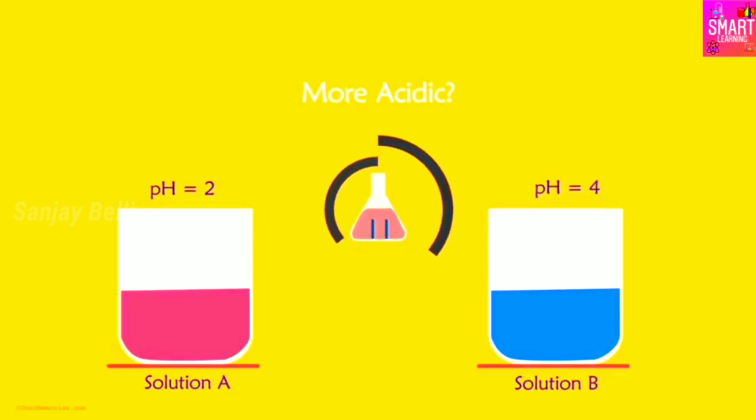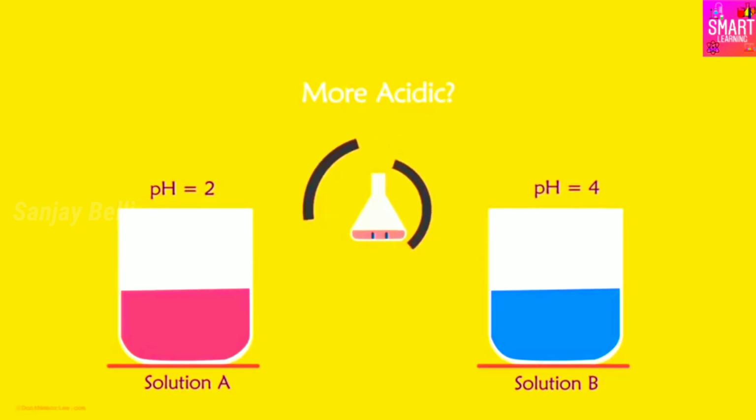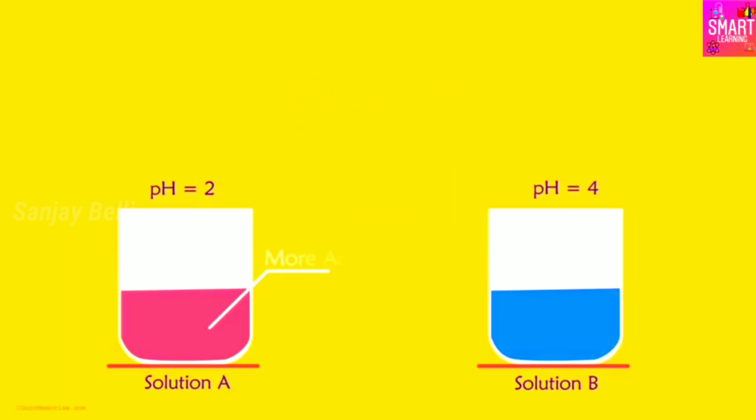I have two solutions, A and B. Solution A has a pH of 2 and solution B has a pH of 4. Which one is more acidic? Yes, solution A is more acidic as its pH is lower.